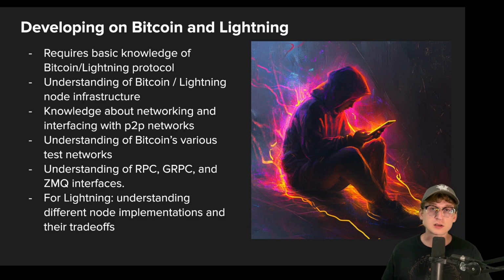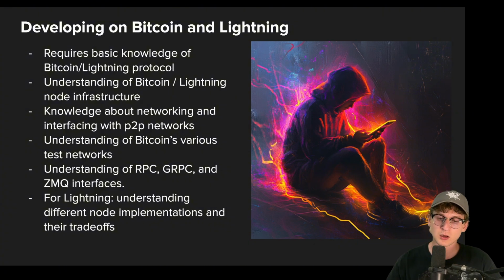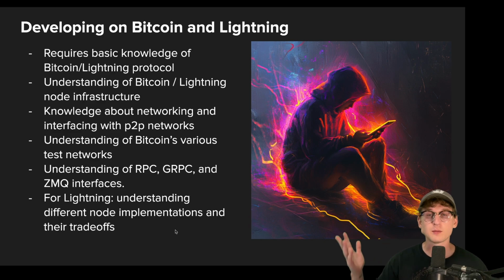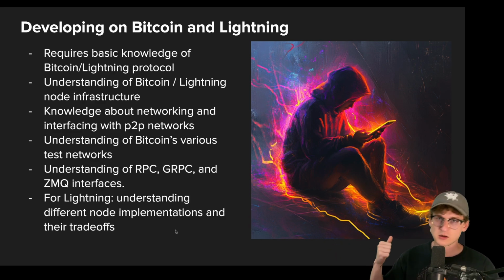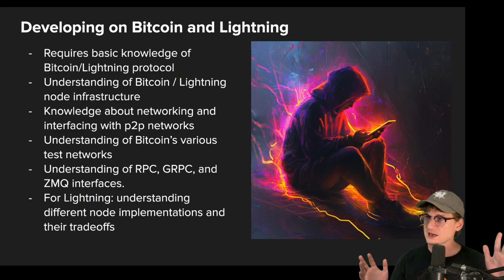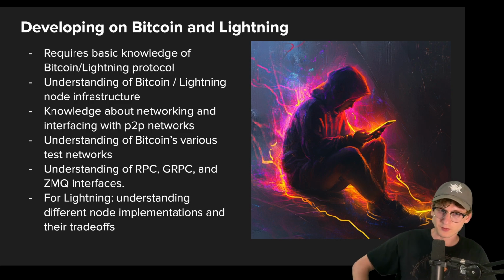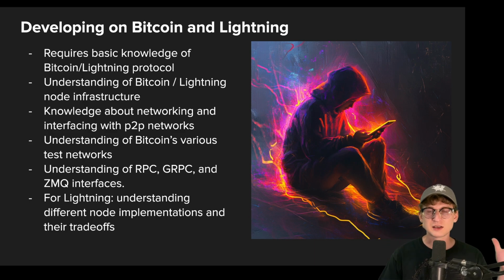For our workshop here, we're just going to be using the regular REST HTTP interface, which I think is the most simple, but it's a little more abstracted than these other interfaces that you might use eventually to make things faster and more efficient. And then for Lightning, understanding the different node implementations and their trade-offs. There's Core Lightning, there's LND, which is mostly what I use. You've got Eclair, you've got LDK. So there's different options for building on Lightning, but I think sticking with LND is a good place to start as a beginner. Okay, so those are some high-level requirements, some things you need to know.